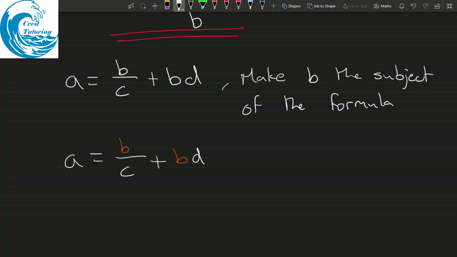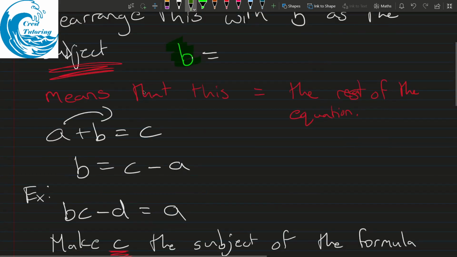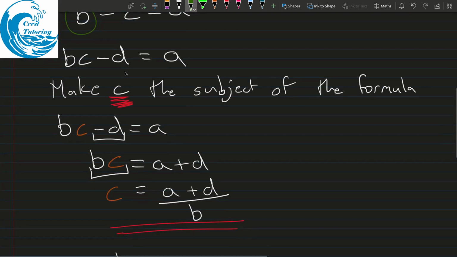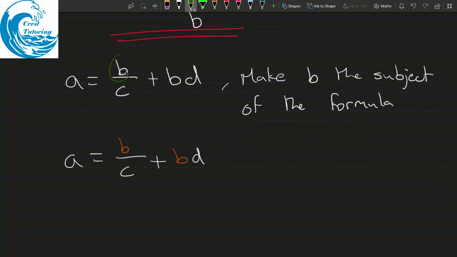Okay, so from here we can see straight away that we have a problem. Because in the last two that I went through, b was on its own, here c was on its own. Now for this one we actually have two b's. So we can't have b equals on its own because we have two different b's. So we need to find a way of getting rid of one of them.